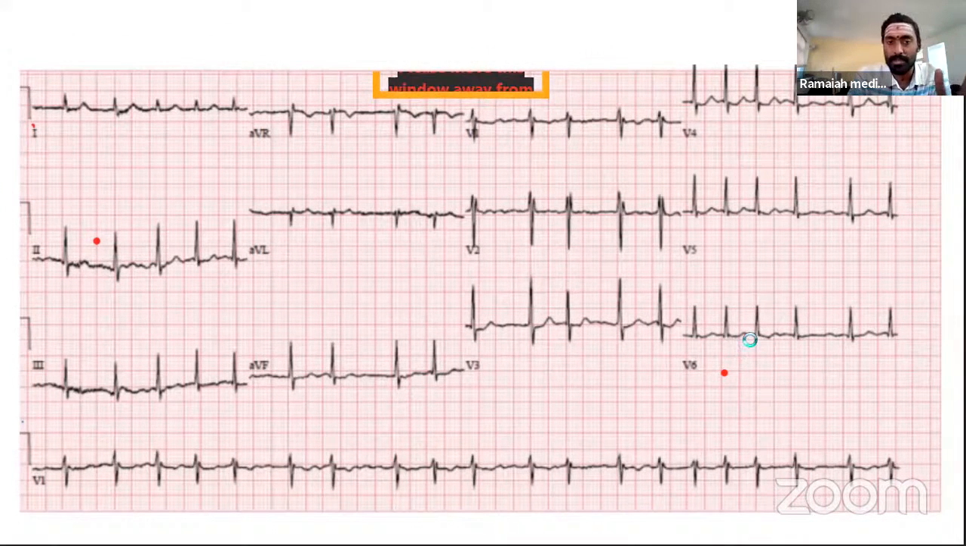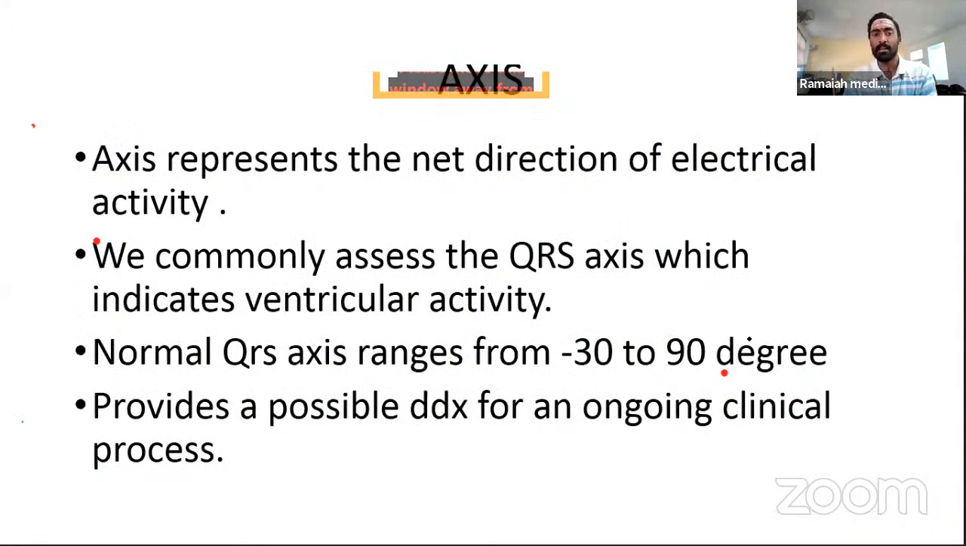So what is left is two things. One is axis and one is technical changes. Okay, so what exactly do we mean by axis? Axis is the representation of the net direction of electrical activity in the entire ECG. So we commonly assess the QRS axis, which is the measure of ventricular activity. And the normal axis ranges from -30 to +90. Why should we know what the axis is? Lot of implications. It will help us get a differential diagnosis in the ECG for an ongoing clinical process.